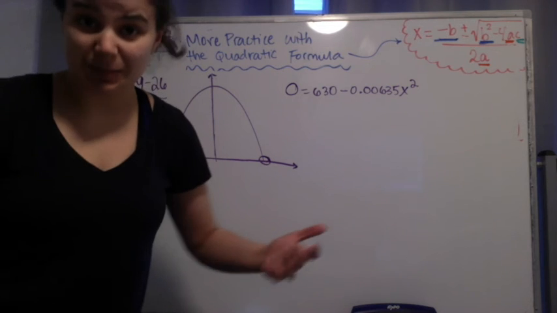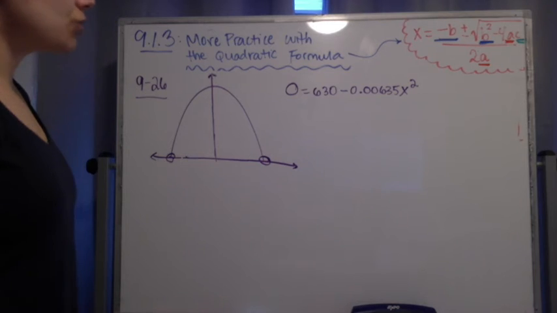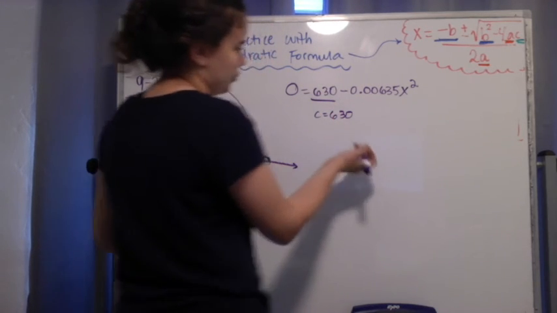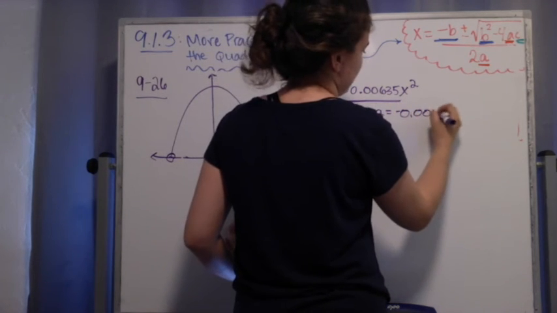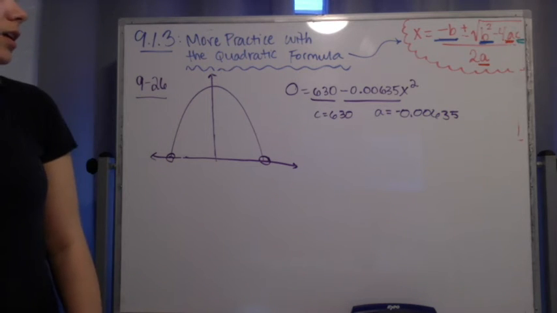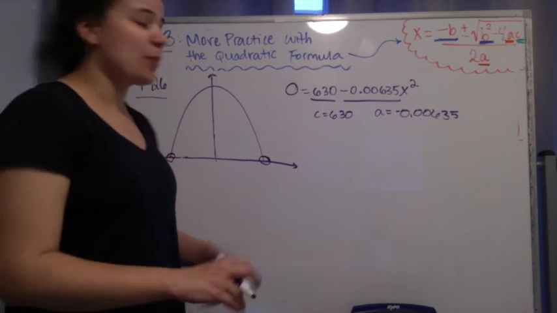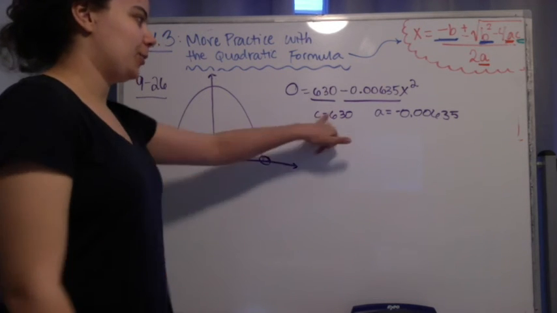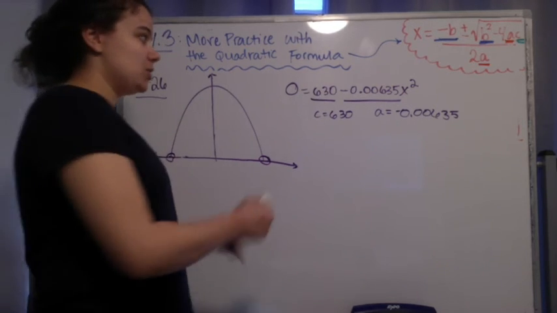You could just go to desmos.com and graph it. That's valid. We have technology. You could solve using quadratic formula, right? So C, the constant, is 630. And then A is this number, so negative 0.00635. You could try to solve by factoring, but with a decimal, that's kind of gross. Or you can just solve by undoing. So that's the way I'm going to show, because I feel like from here, or from Desmos, you can kind of figure it out. But solving by undoing is kind of cool.